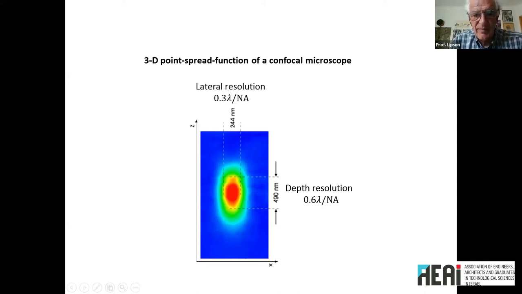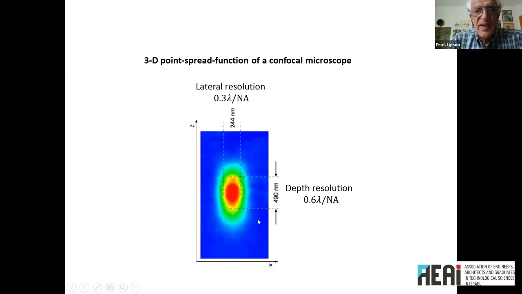So this is what the point spread function looks like for the confocal microscope. You have the maximum here, which is about 0.3 lambda divided by the numerical aperture, which is a bit smaller than the Abbe limit, but you also get twice that value, but this is much better than you get from any other three-dimensional system in the depth. You get lambda divided by numerical aperture approximately in the Z direction, and that is very important and widely used.